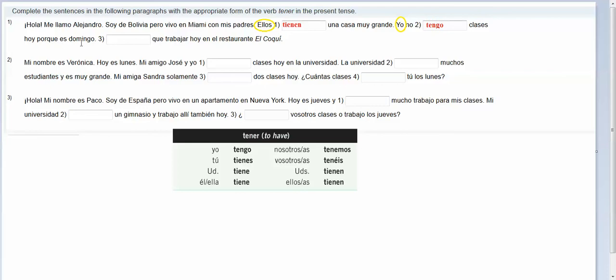Porque es domingo. Blank que trabajar hoy en el restaurante El Coquí. Now here they didn't mention anybody. So if you look right here, it's empty. There's no subject. So if that happens, you usually keep the same subject. You're going to keep the same subject that you had in the prior sentence, which was yo. So we're going to keep yo again. And so the answer for number 3 is also going to be tengo.